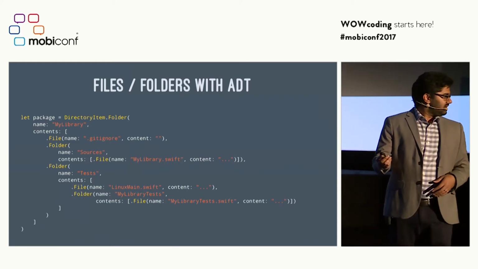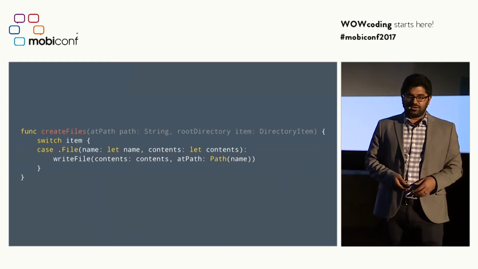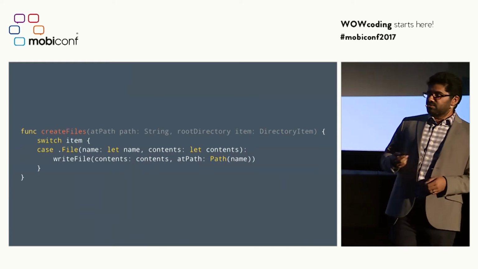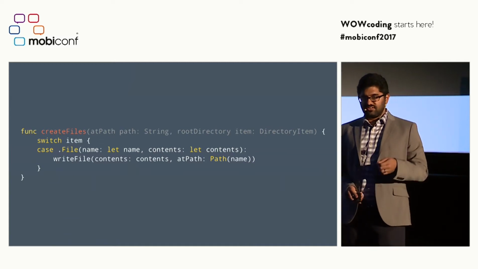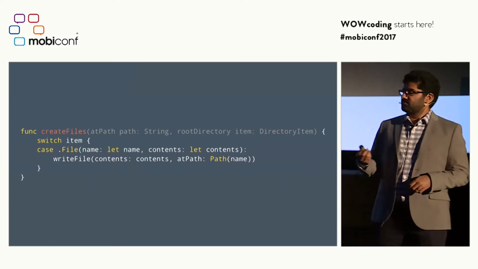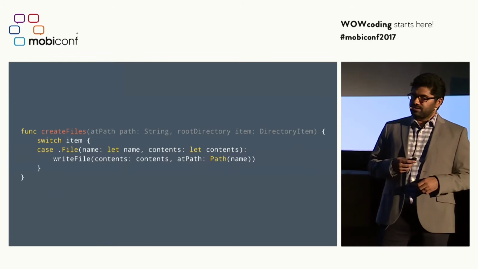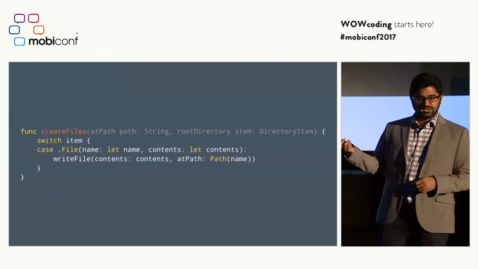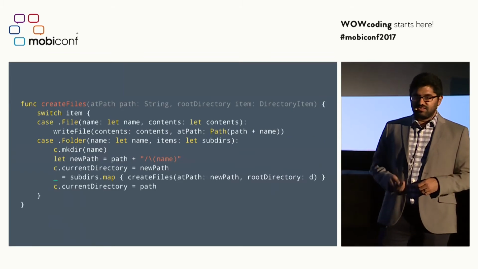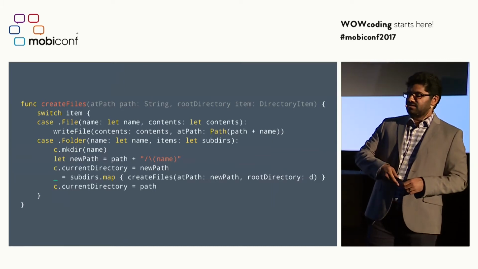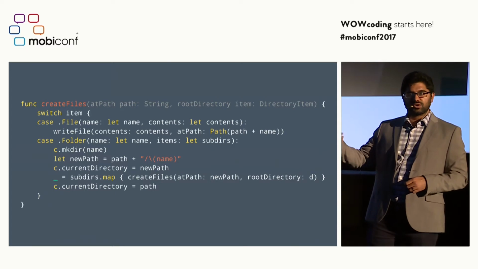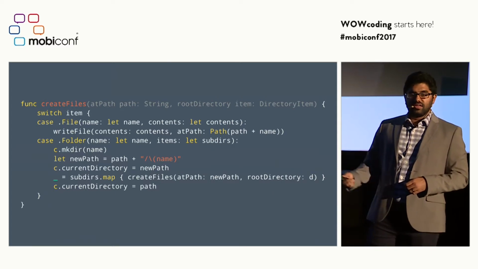You can see what files belong in what folders. And then we can take that model and write simple functions that transform that intent into action. So in this instance, create files will take an instance of directory item, and then it'll switch over it. If it's a file, it'll write that file to a specific path. And if it's a folder, it'll create that folder, go inside of it, map over its contents and recursively create files. And then it'll hop back out.